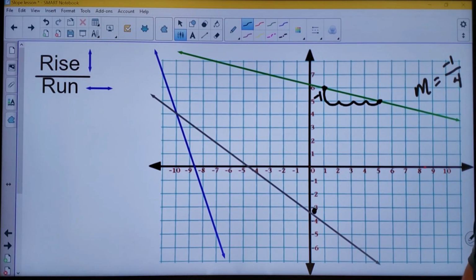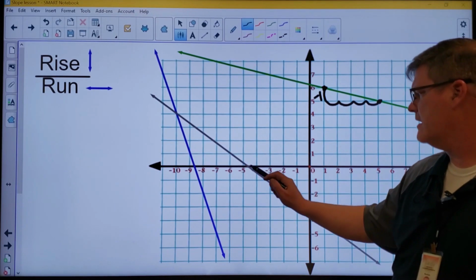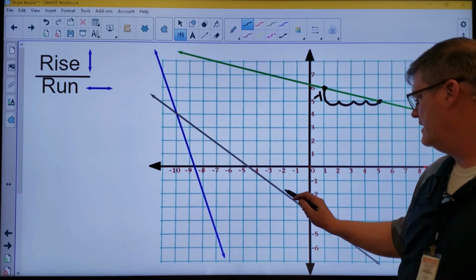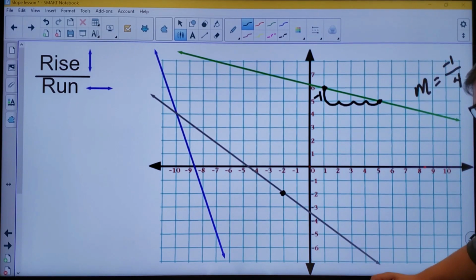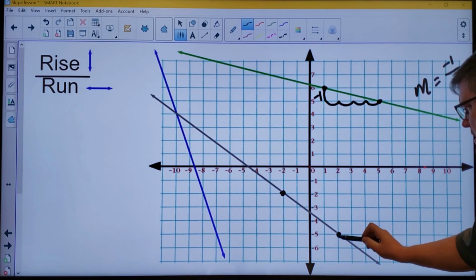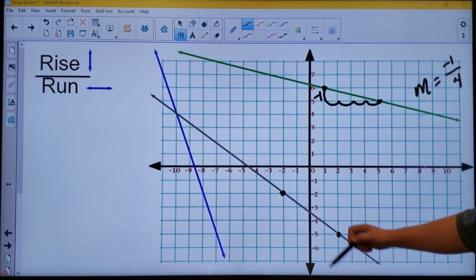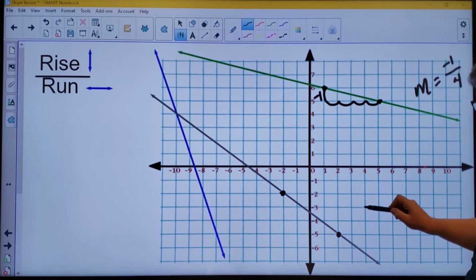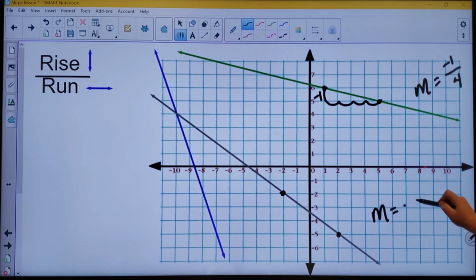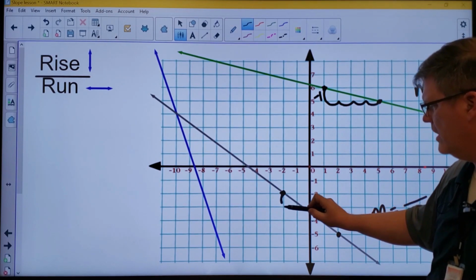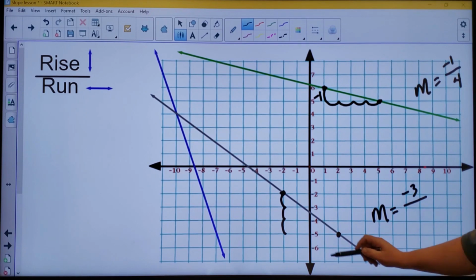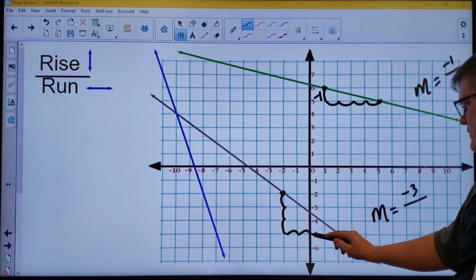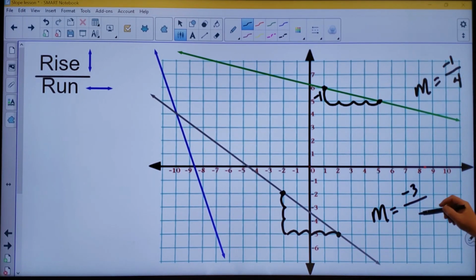If we move to the middle line, let's say that we're going to start at this point right here, and let's move to this point right here. Okay. So again, our rise is on top. We're going to go 1, 2, 3. So we have a -3 rise, and our run is 1, 2, 3, 4. So that's a +4. Okay.